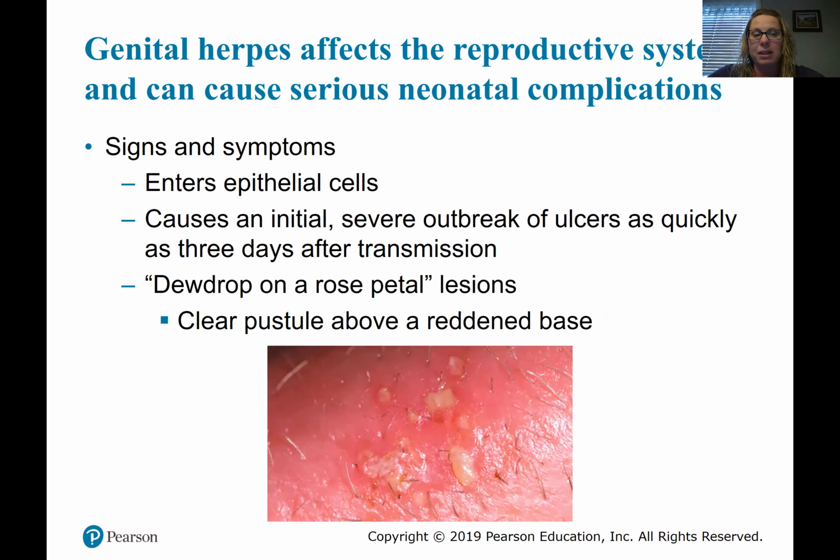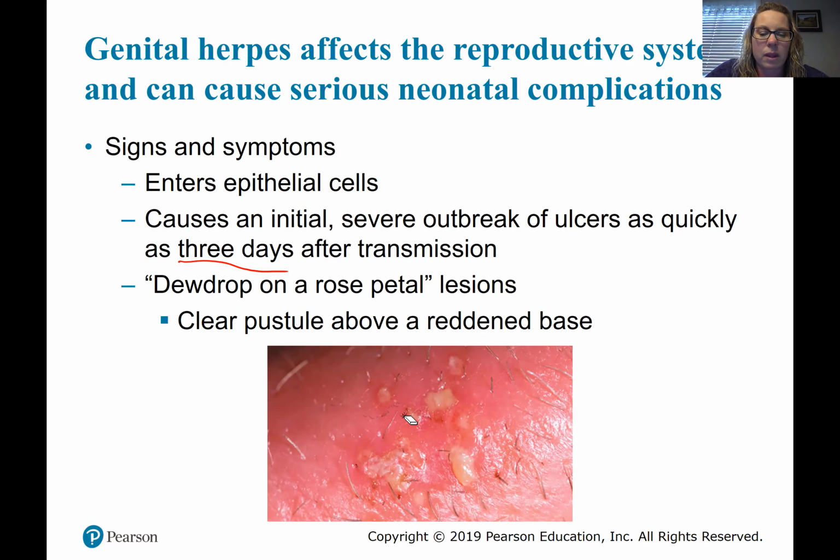Some signs and symptoms. The virus is going to go into the epithelial cells, or the outer cells of the mucous membrane or the skin, and cause little ulcers or little lesions as soon as 3 days after the contact. And they would characterize this as a dewdrop on a rose petal type of lesion. It's very, very red and inflamed. And these are darker pustules, but sometimes they can be more clear pustules.